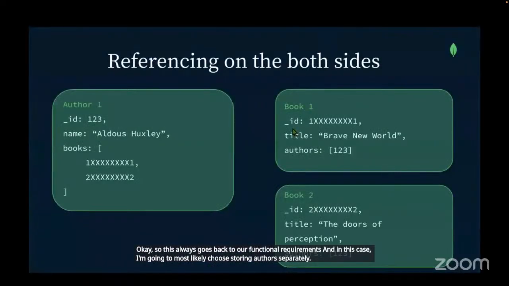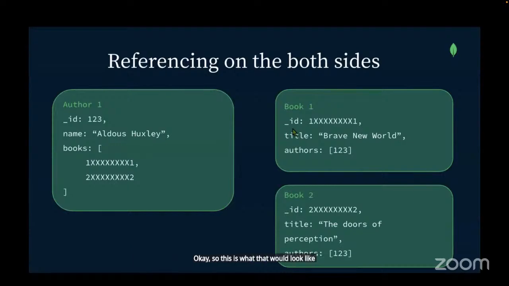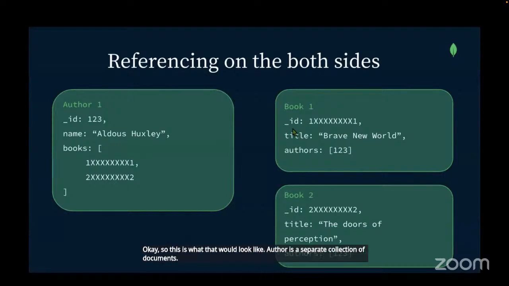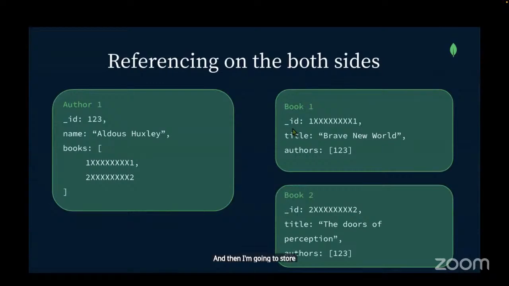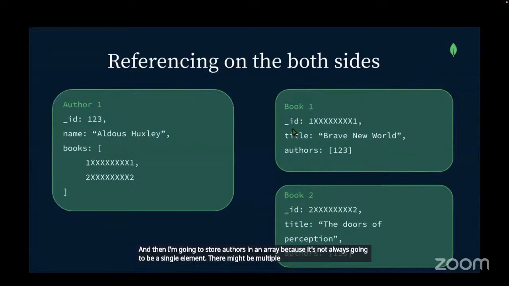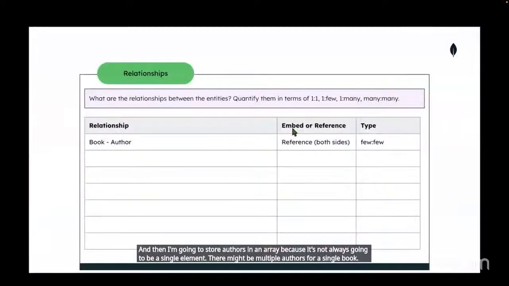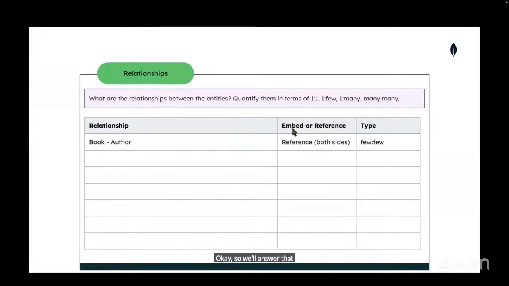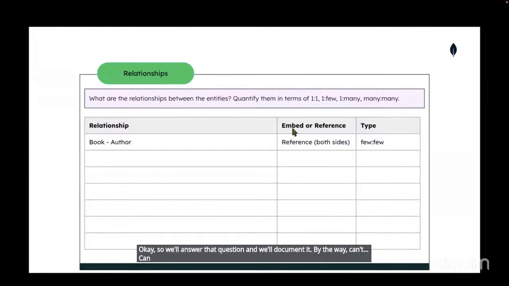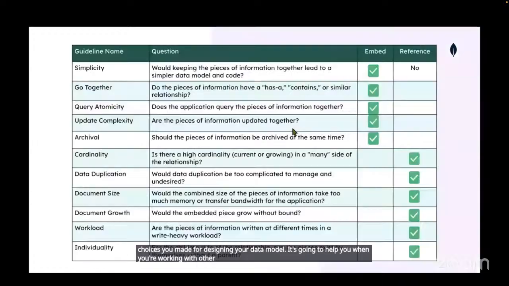This is what that would look like. Author is a separate collection of documents. And then I'm going to store authors in an array because it's not always going to be a single element. There might be multiple authors for a single book. So we'll answer that question and we'll document it. By the way, I can't stress this enough: you really should have good documentation about the choices you made for designing your data model. It's going to help you when you're working with other developers.